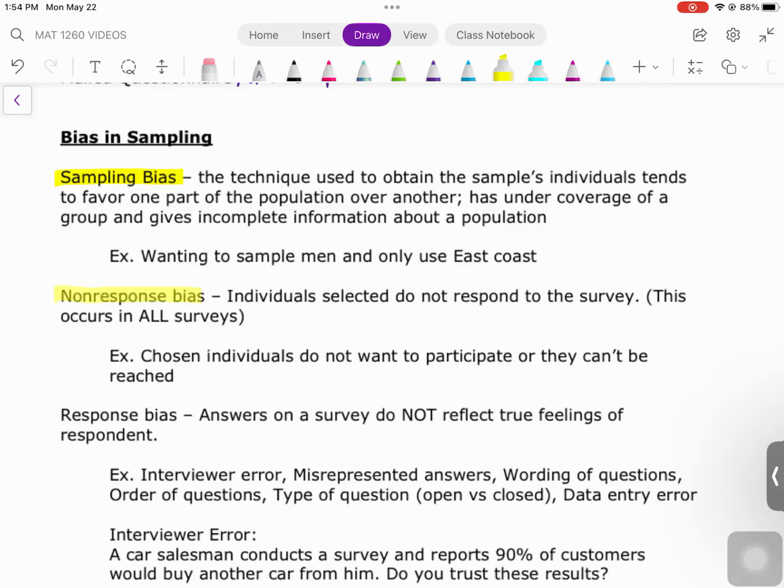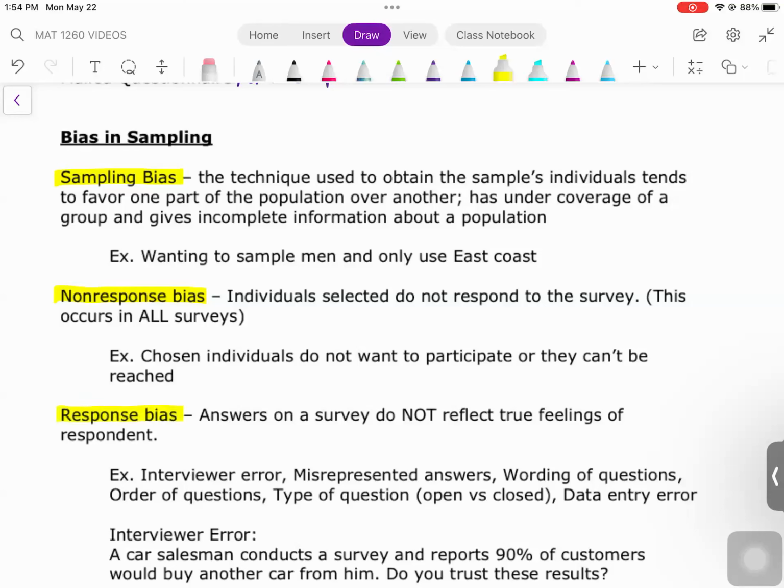Another bias is non-response bias, where individuals selected do not respond to the survey. This occurs in every single survey. Most of you will experience this in Project 1, and we'll talk about that as we start introducing that project.